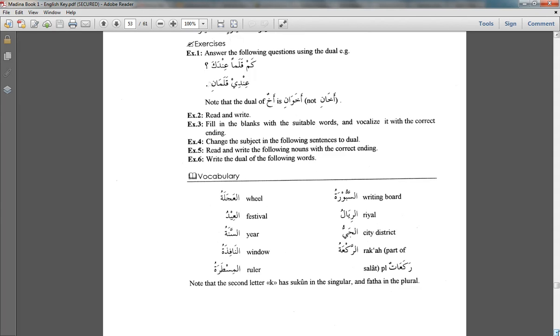Note that the second letter ka has sukoon in the singular and fatha in the plural. In al-rak'ah, and raka'at.